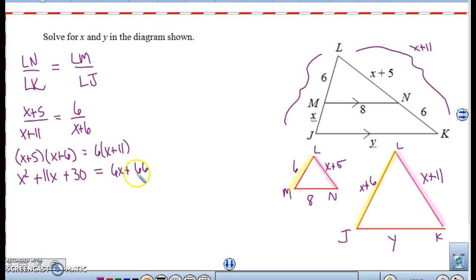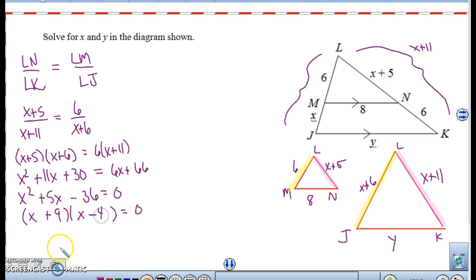Solve for x. You want to subtract these to get them over here. x squared plus 5x minus 36 is equal to 0. Factor, factor, factor. x plus 9, x minus 4 is equal to 0. 9 times 4 is 36. 9 minus 4 is 5. Set them equal to 0. And x is equal to negative 9, and x is equal to 4. Whoops, positive 4. We have to reject this because we can't have a negative length. But x is equal to 4 would be the value of x. All right, so we know x is 4, see if we can find y. We'll finish the rest of the notes in class on the next class day.